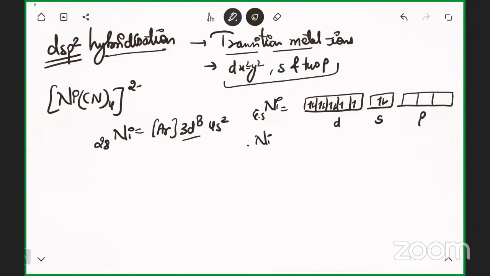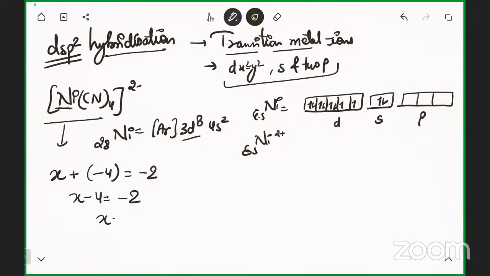Okay, if I go for the excited state, what will happen? Nickel is present here in the 2 positive form. See, how can you tell whether it is positive or negative? Take this structure. If I have to calculate the oxidation state of nickel, we have to take it as X. CN is always -1. The charge on CN will be -1. So 4 CN is there, so -4. X minus 4 is equal to -2, X is equal to +2. So now we can easily see that Ni is in the +2 state.